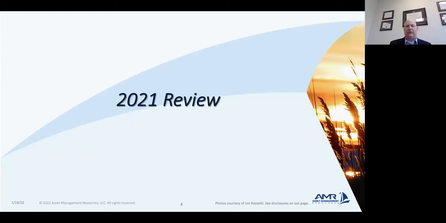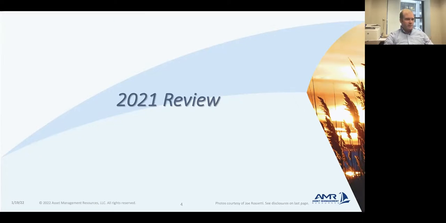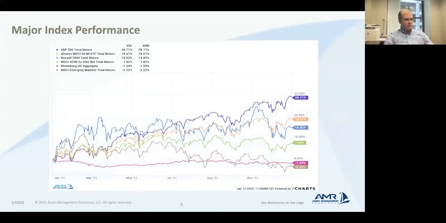So let's jump in. 2021. I'm going to go through these a little quickly, Chris. It was a great year. The S&P 500 returned almost 29%, 28.71. The MSCI ACWI, which we prefer to use over the S&P 500, returned 18.67%. The Russell 2000, a small cap index, returned 14.82%. The All Country World Index excluding the USA, so really everything that's not a domestic stock, returned 7.82%, so still good. The bond aggregate index was negative by 1.54%, and emerging markets was negative by 2.22%.